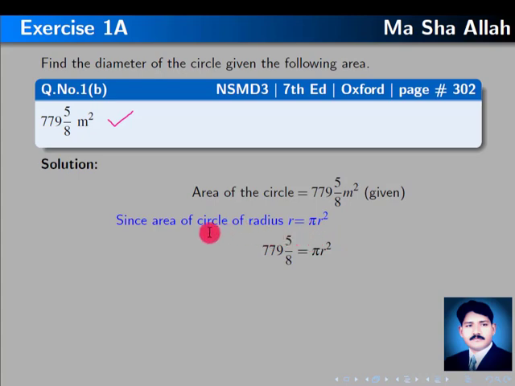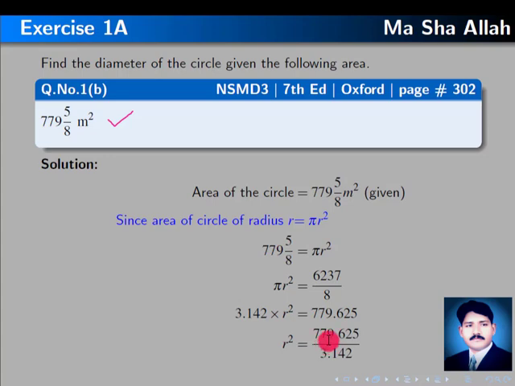Here we put the area of the circle on the left side of the equation, which is equal to pi r squared, or we can write pi r squared is equal to 6237 divided by 8. Here we put the value of pi, 3.142, multiplied by r squared is equal to, when we divide 6237 by 8, we get 779.625.